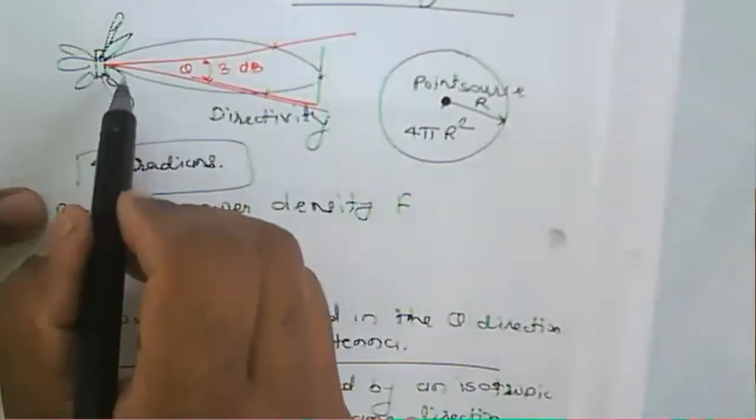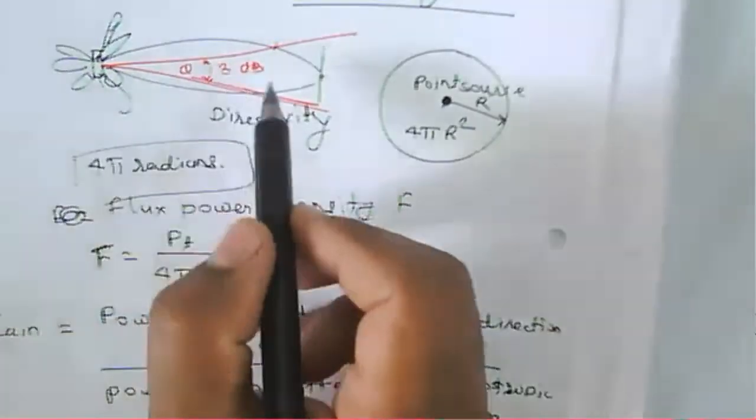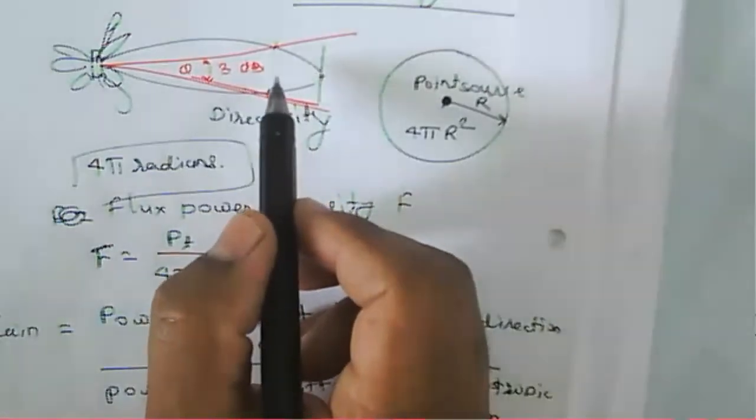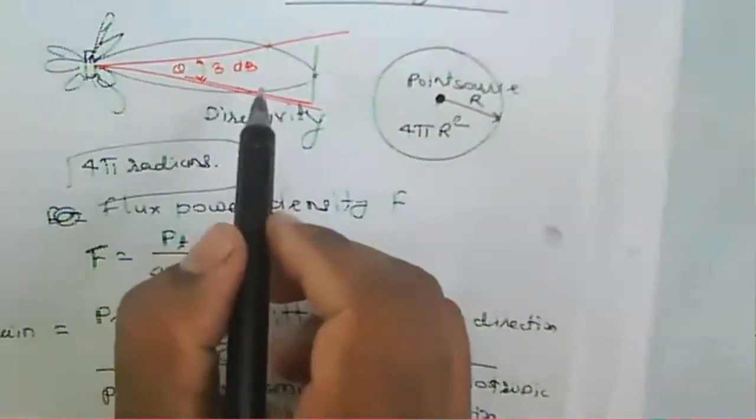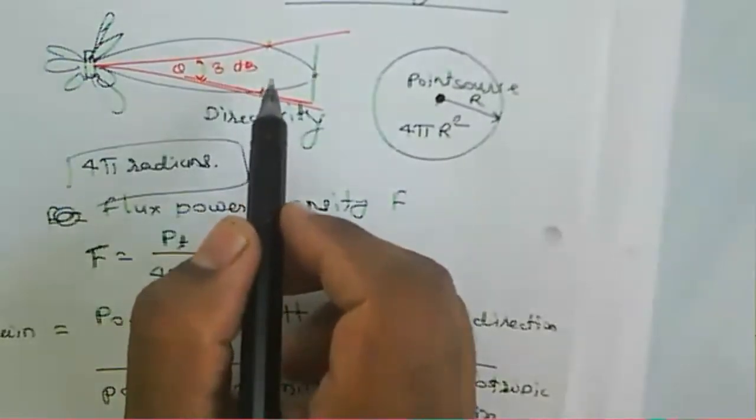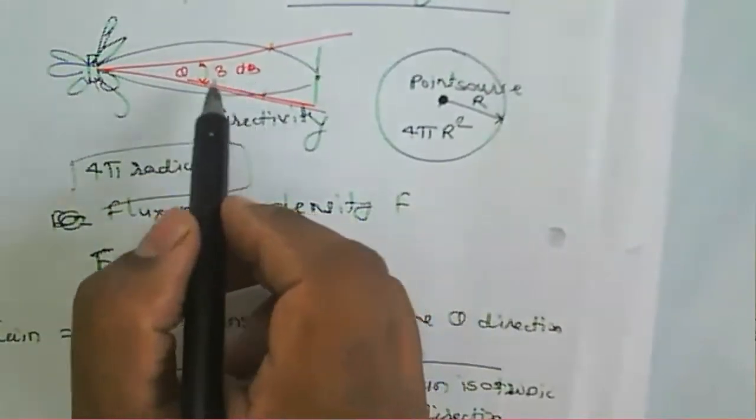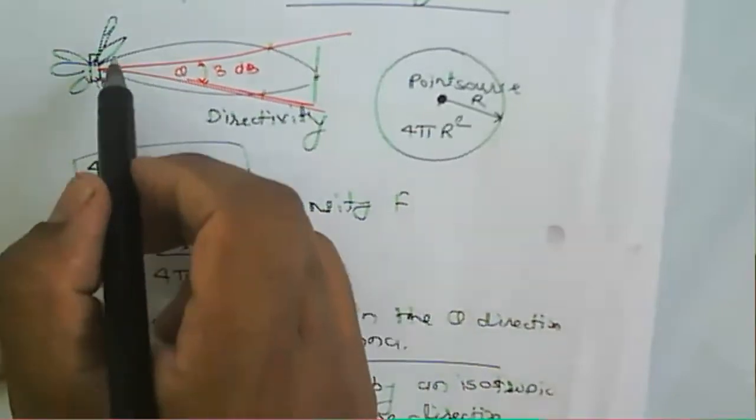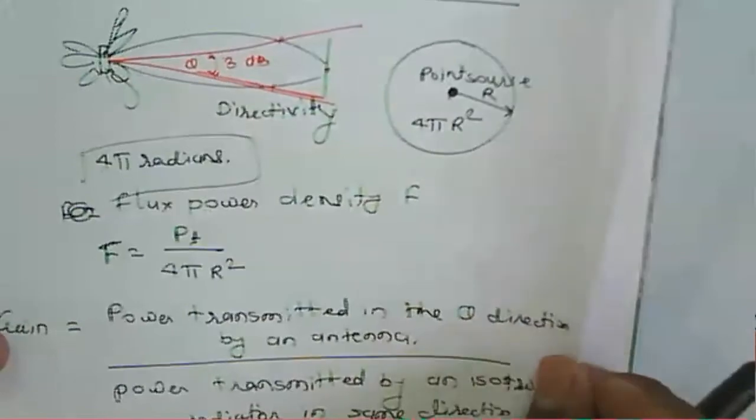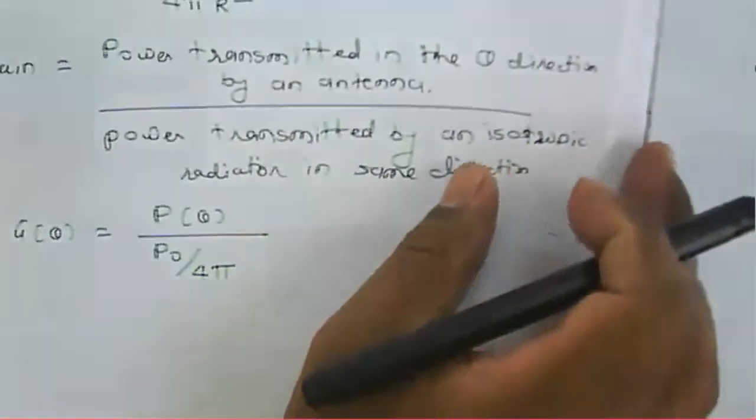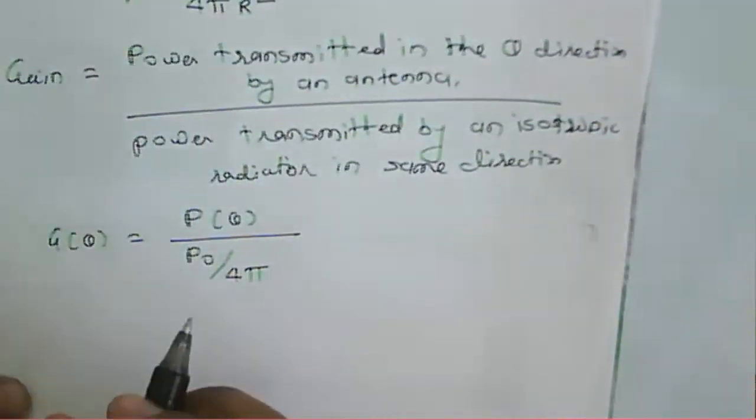So that radiation in the given direction, or a maximum power in the given direction, or higher concentration of power in the given direction, will give us the gain. It means maximum concentration is nothing but the bore site of an antenna. So that's why the gain of the antenna we can find out from the bore site of an antenna.